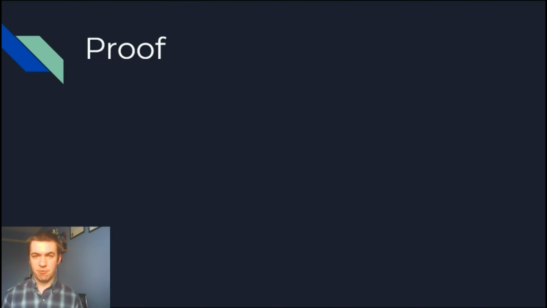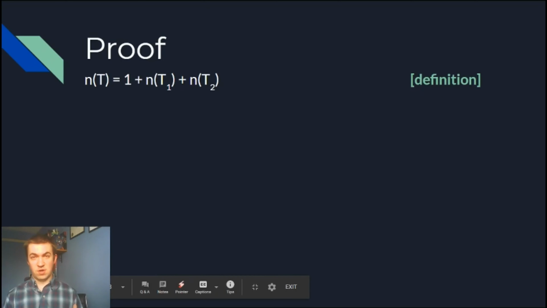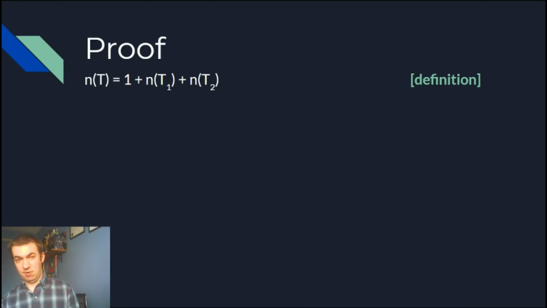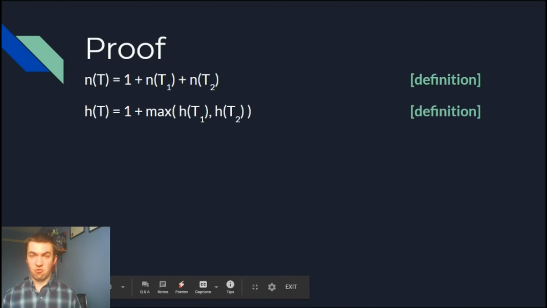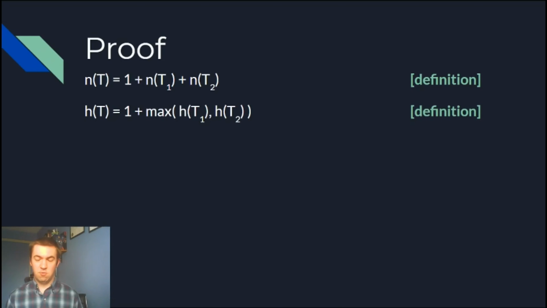So let's go through our proof step by step and see what we can show. First off, by definition, the number of nodes in our tree is 1 plus the number of nodes in the left tree plus the number of nodes in the right tree. The height of our tree is 1 plus the maximum height of either the left side or the right side. Whichever tree is bigger, we take that height, we add 1, that's the height of our new tree.